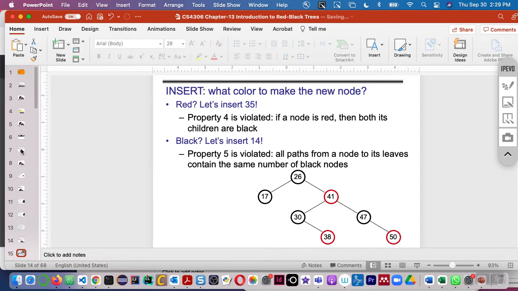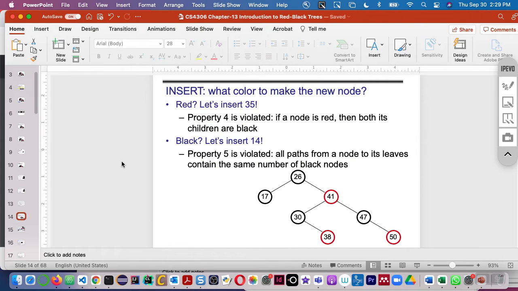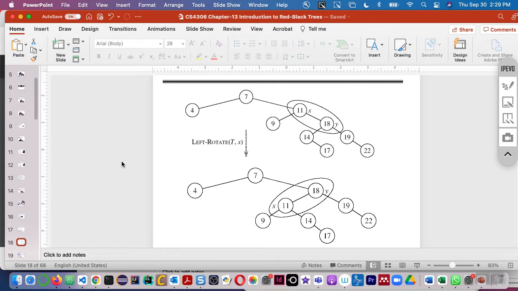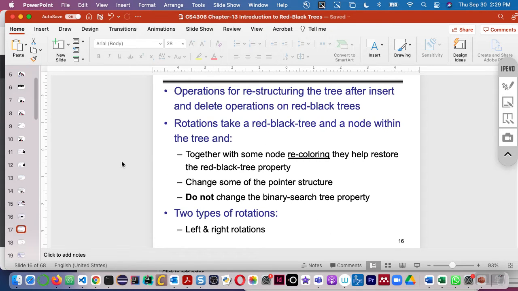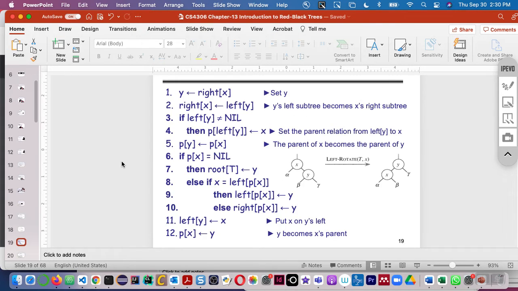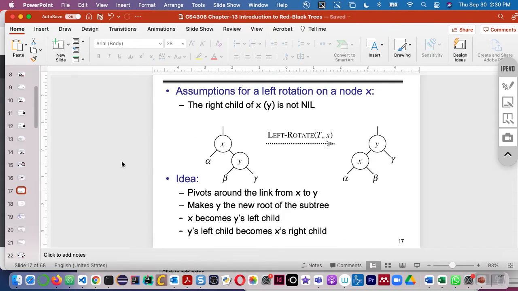I'm coming with this. Okay, so now there are 2 rotations. The 2 main operations for a red black tree are insertion and deletion. But before I go to insertion and deletion, we need to understand rotation. There are 2 kinds of rotation, right rotation and left rotation. We need to understand one more thing, some extra thing.